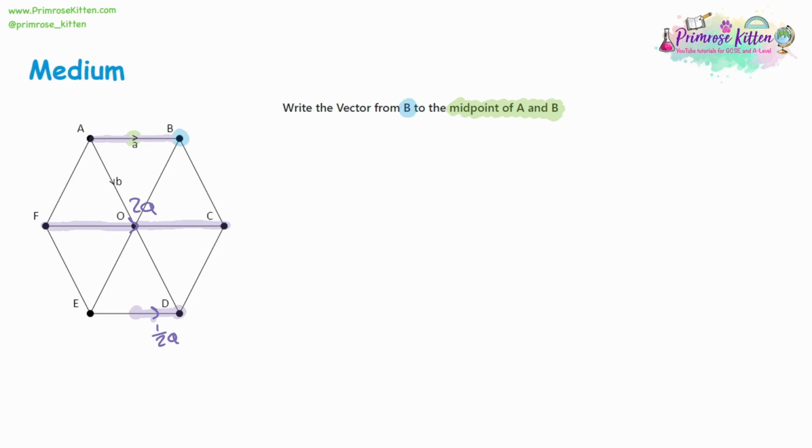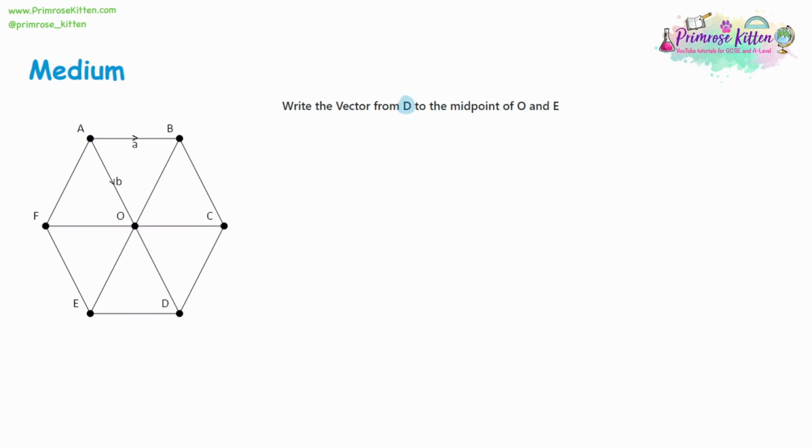So we can see that going from the midpoint of A and B to B, it's half the length of A. And we can see that up at the top. So we can say that for the vector from B to the midpoint of A and B, let's call this midpoint M, let's give it a letter, the vector BM is equal to half of A. So let's do another midpoint question.